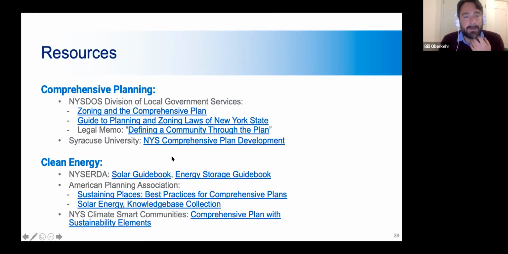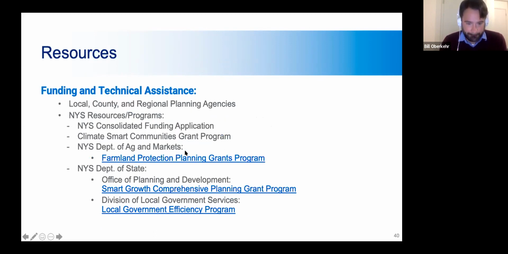Comprehensive planning resources. I'll send these slides to Adam. So these are all hyperlinked. If you don't want to wait until you get the slides, all of these resources are available and linked in that comprehensive planning guidebook for local governments that I mentioned at the top. So if you go to nyserda.ny.gov/siting, you'll be able to connect to most of these resources.